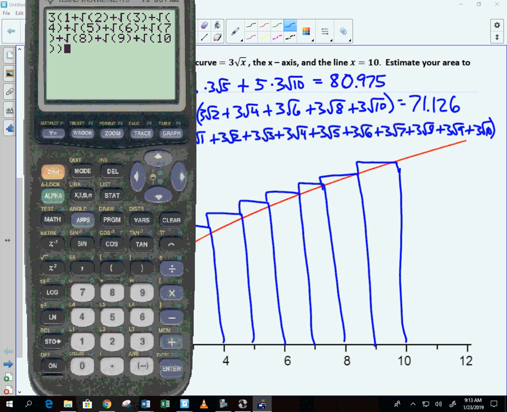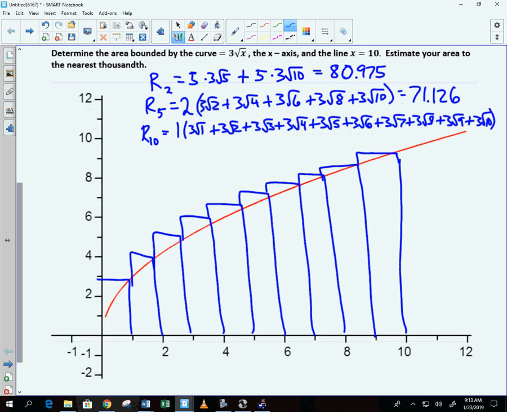I want to make sure I don't end up with a complex radical here. And it looks like I'm good. And 67.40. Ooh, look at that. I went from 80.9 down to 71.1 down to 67.4. 67.4 looks like a pretty reasonable number, wouldn't it?